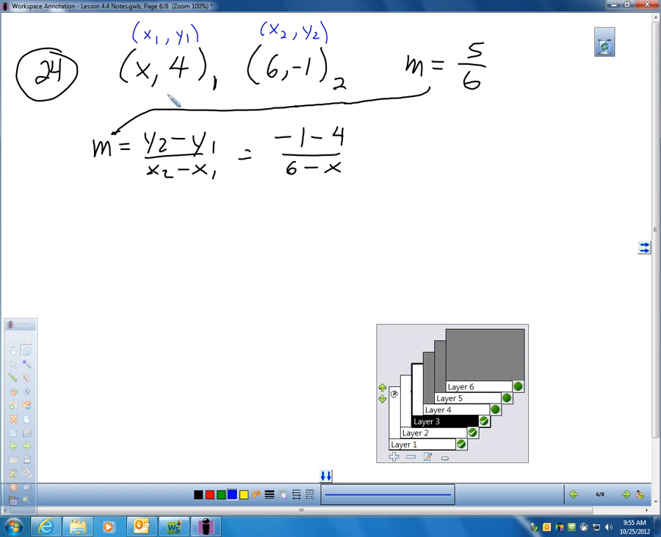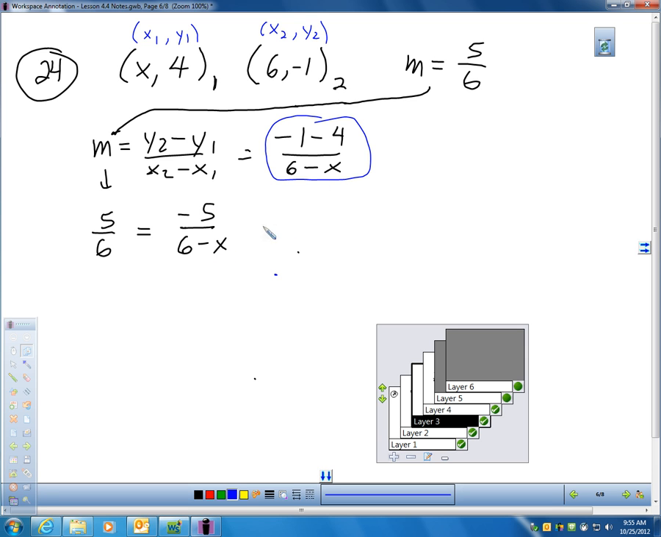So you can see that I did that. My x sub 2 is right here at 6. My x sub 1 is unknown, it's x. My y sub 2 is -1, and my y sub 1 is 4. Okay, and I wrote that down. Now, the key thing is m is 5/6, so I can now write an equation. Since m is 5/6, 5/6 has to equal -5, do you see where I'm getting -5 from in the numerator, over 6 minus x.